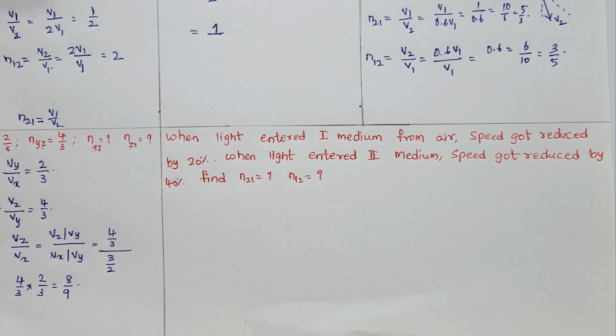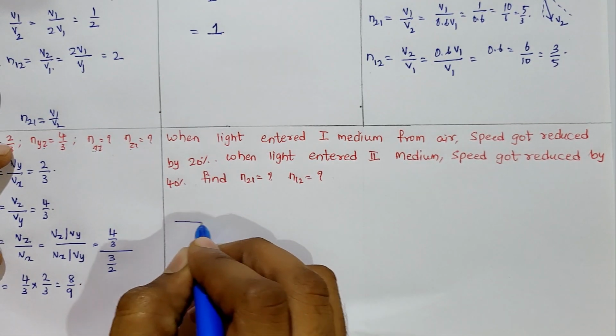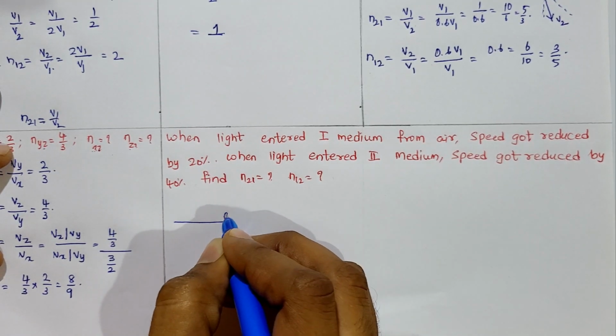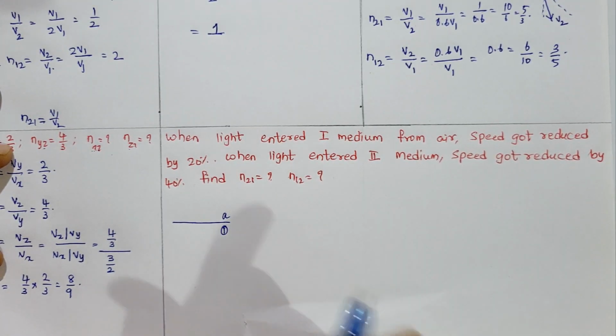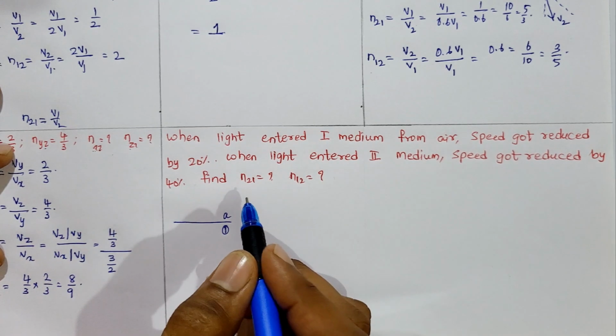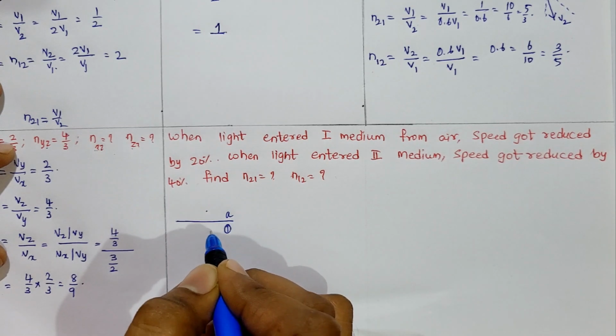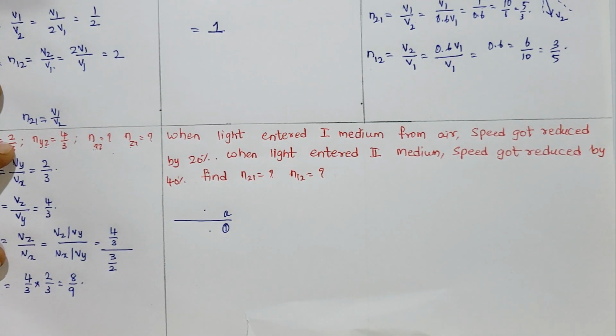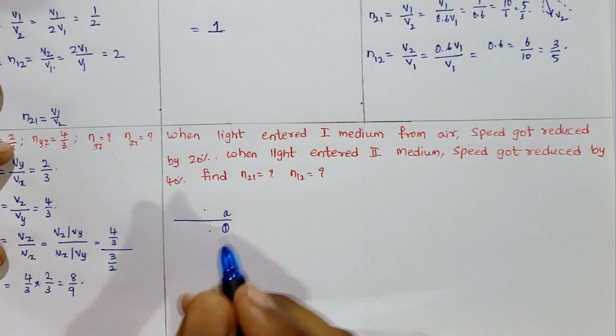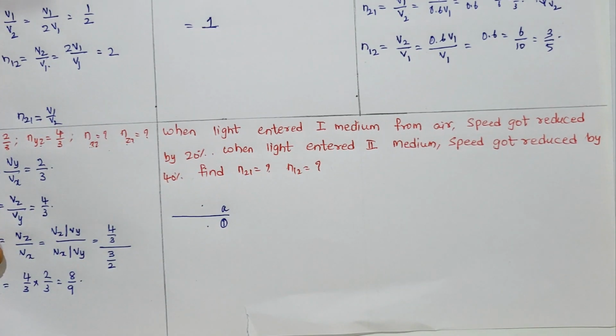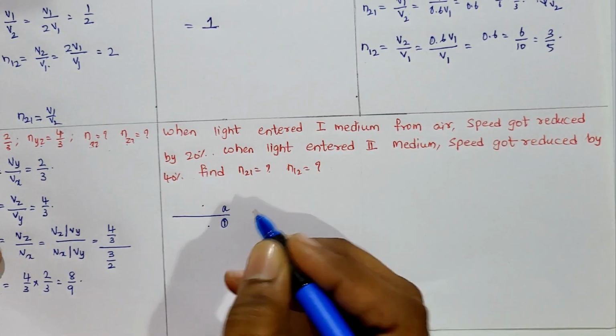Okay. So now when light entered first medium from air, speed got reduced by 20%. Look at this one. This is first medium and this is air. Sir, first medium means what? When light passes from where the light is passing, that should be first medium, where refraction is happening, that should be second medium. This is the thing what we'll study in the normal refraction chapter. But let us try to imagine that this is first medium and this is second medium.